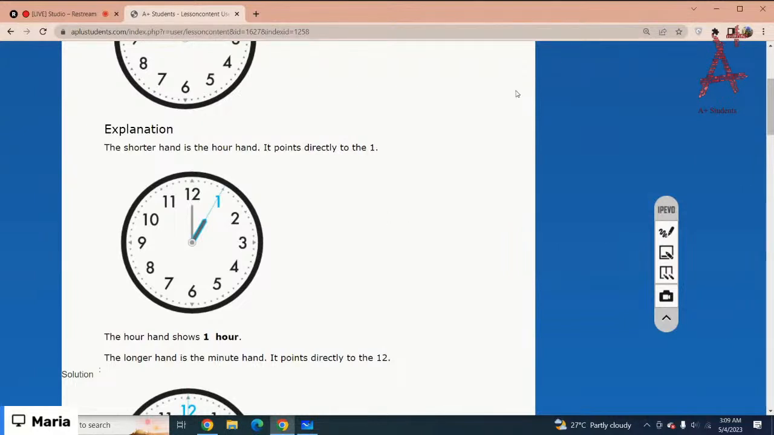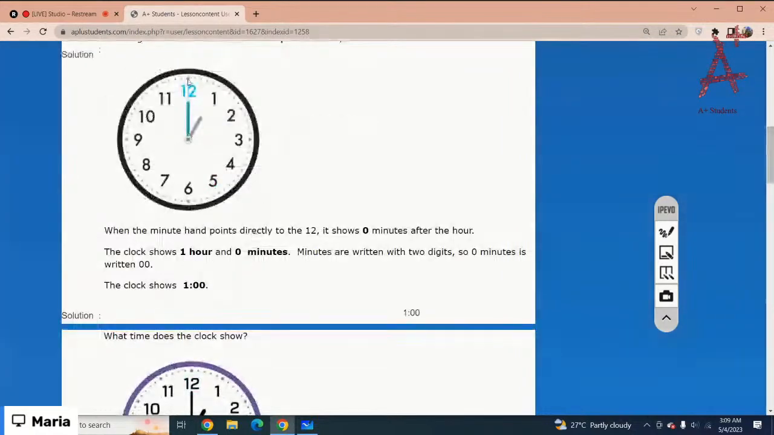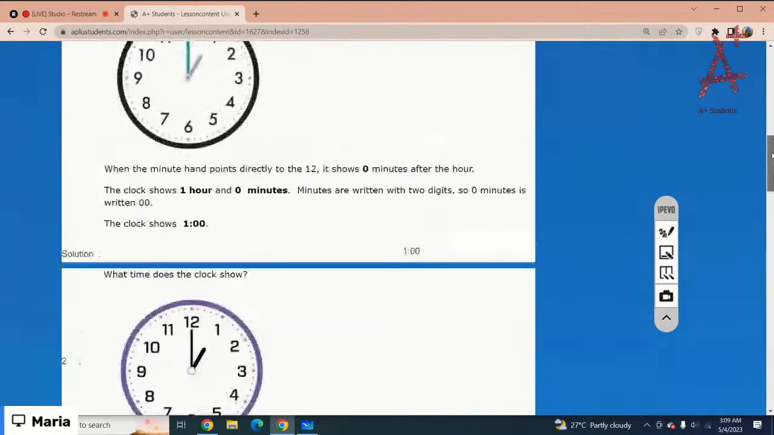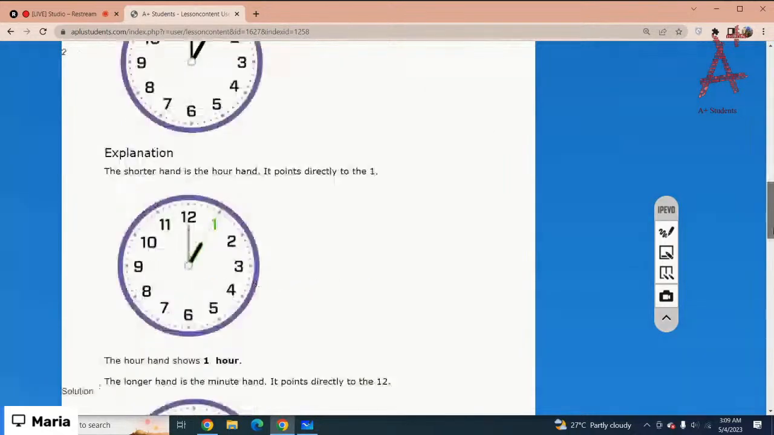Let's just see how many minutes it has. So just match it to this line. It would be 1 hour and 0 minutes. That means it would be the clock show. Okay, the next one is, what does the clock show? Just look at the shorter hand. The shorter hand points to 1, and just look at the larger hand. The larger hand points to 0. That means it would be 1.